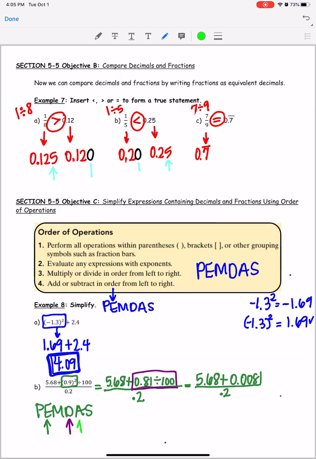Now I need to add on the top. So let's add these together. When I add those together, we get 5.6881 all over 0.2. And then now last step, just divide by 0.2. And my final answer here is 28.4405. That's my final answer.